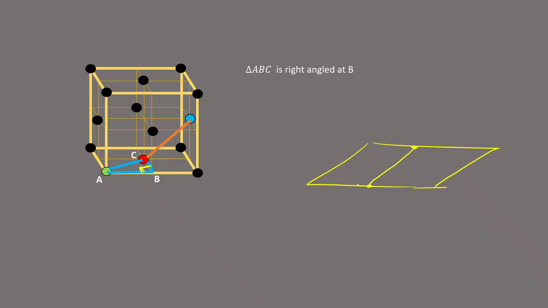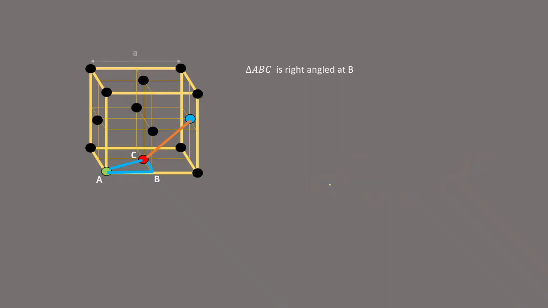Let's join these two lines and think about the triangle ABC. Triangle ABC is right angled at B. You might not be able to see this in this projection, but if you understand the geometry of the cube, you can very easily realize that these two lines should be perpendicular. It's like your room has a floor, and you draw a line from the midpoint of one edge to the other, and then you can figure out that this line turns out to be perpendicular to the other line on the floor. You can try it in your room.